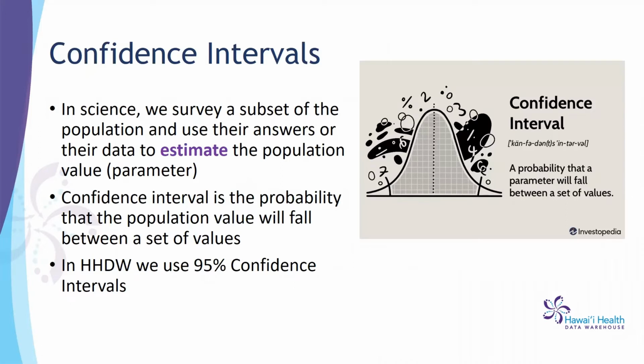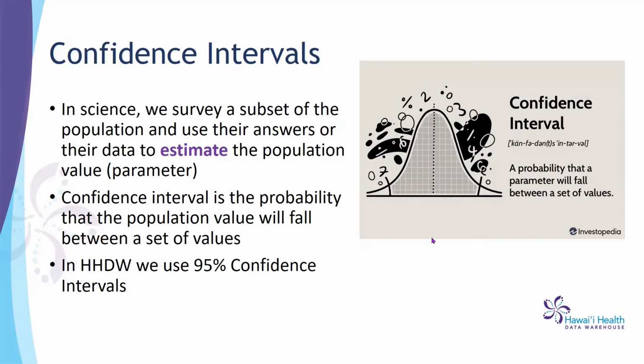So in science, when we survey a subset of the population, so we have 1.4 million people here in Hawaii, we don't survey 1.4 million people, we generally survey about 8,000, but we use those 8,000 to estimate what that population parameter or that value looks like in the population. So we surveyed 8,000 people. We asked them if they'd ever been told by a doctor or other health professional that they have high blood pressure, and we use their answers to estimate what it looks like for the population as a whole.